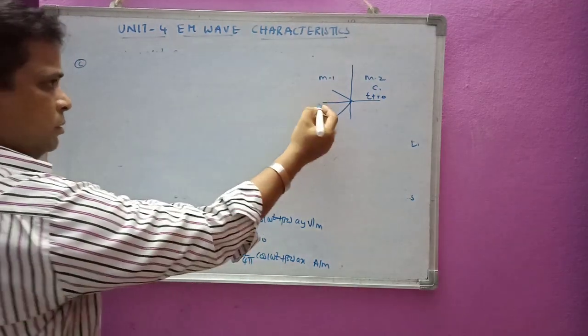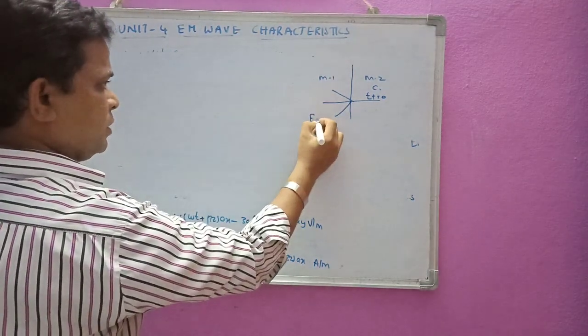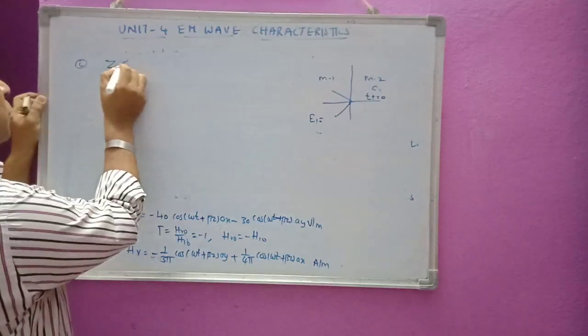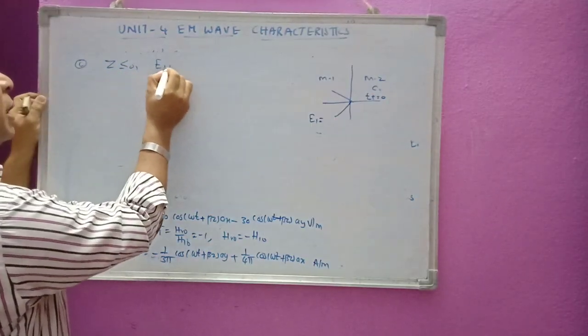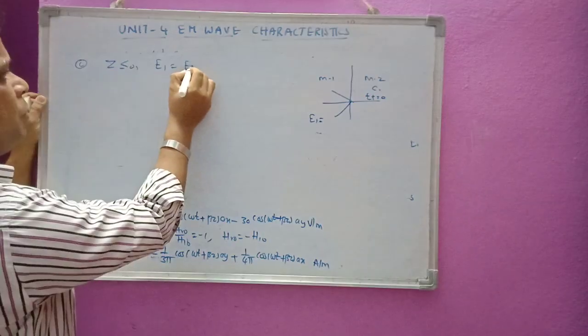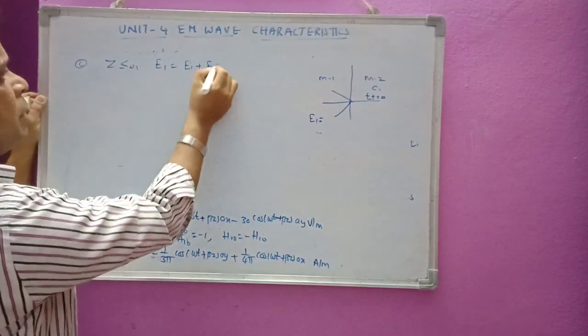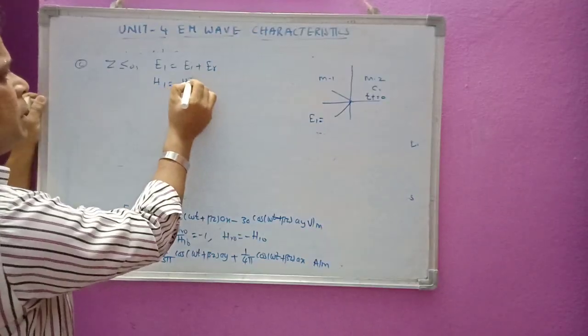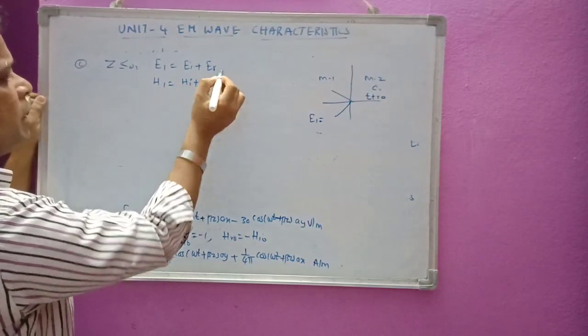The total field in this region, let us say, is E1. Let us take this as z less than 0. The electric field E1 is the addition of the incident field and the reflected field. Similarly, H1 is the sum of the incident magnetic field and the reflected magnetic field.